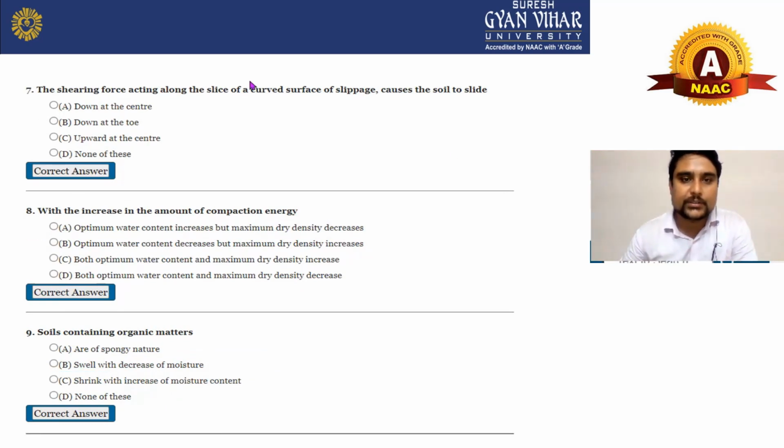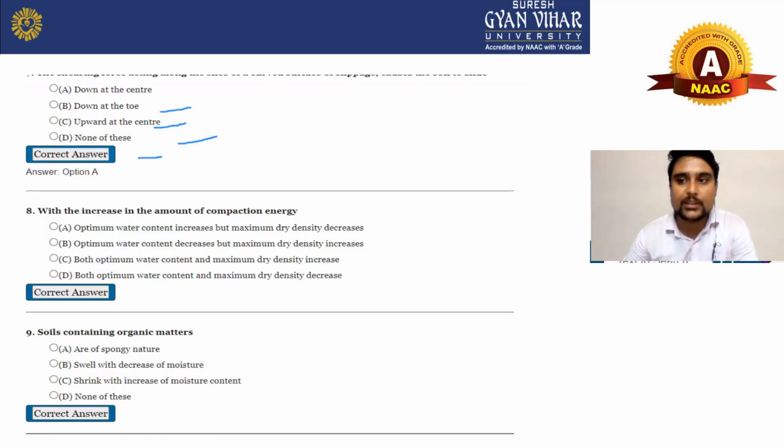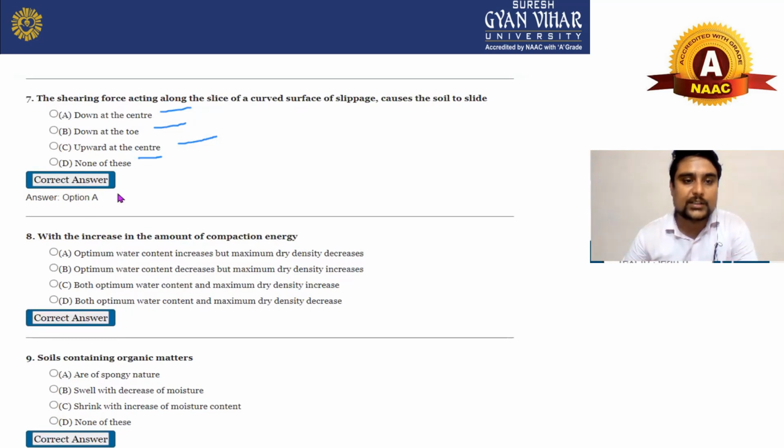Now come on seventh question. The shearing force acting along this slice of curved surface of slippage causes the soil to slide. What will be your right answer here? As you can see here, down of the center, down of the top, upward at the center, none of these. Let's see what will be your right answer. Right answer here will be A. A will be your right answer.